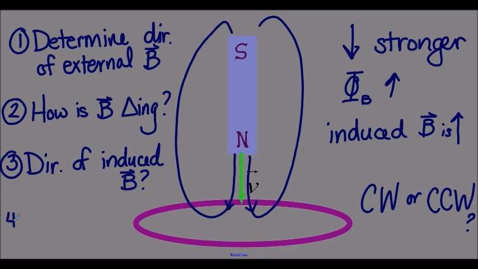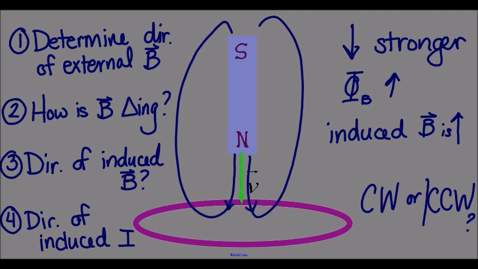And finally, we have to figure out the direction of current. And for that, we go back to the right-hand rules that we learned in chapter 29. If the magnetic field is pointed upward, then my current must be traveling counterclockwise when viewed from above. So counterclockwise is the correct direction in this case.